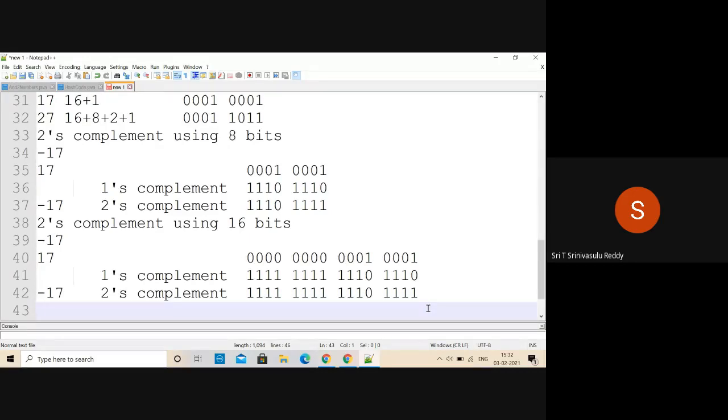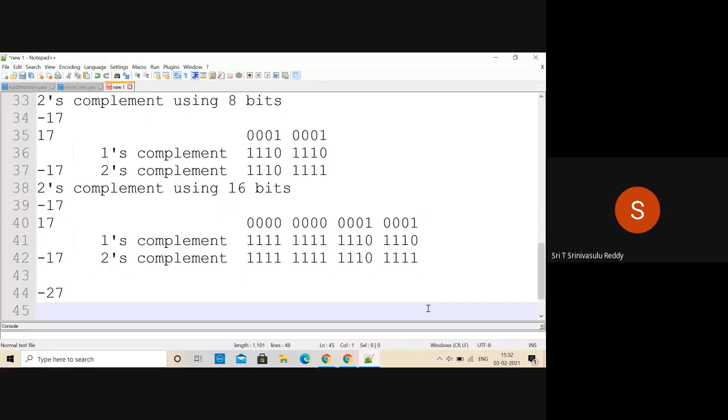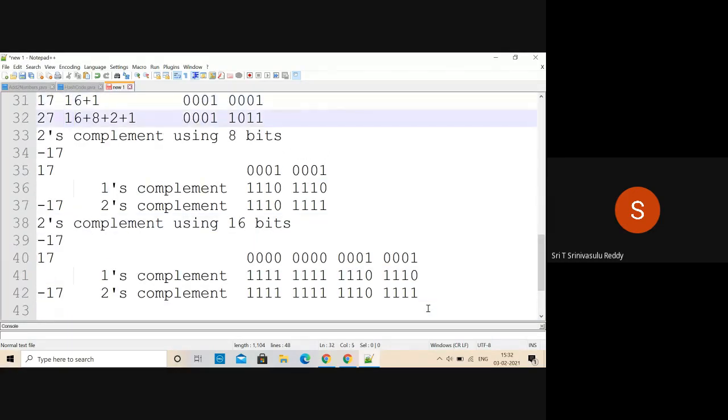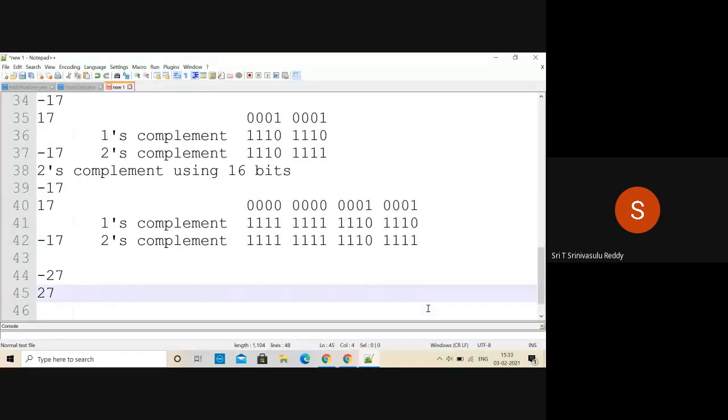So all of you are following what we are actually doing. Now we should be able to represent minus 27 very easily, right? For example, minus 27 you want to represent. First thing that we have to do is represent plus 27 using 16 bits. Right? So we can copy the plus 27 here, whatever is there. This is the plus 27.